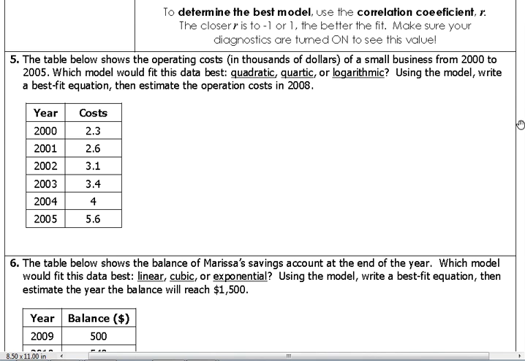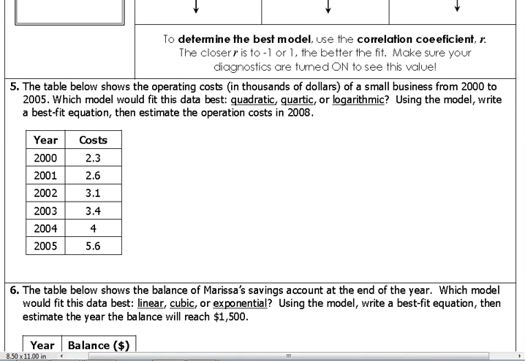Number 5 here says the table below shows the operating cost in thousands of dollars of a small business from 2000 to 2005. Which model would fit this data best? Quadratic, quartic, or logarithmic? So it gives us 3 options. Since logarithmic is one of our options, we do not want to put a t equals 0 in there because it will not calculate it if we do t equals 0. So let's say that 2000 we'll say is year 10, okay? Just to give ourselves a starting point. So we'll do 10, 11, 12, 13, 14, and 15.